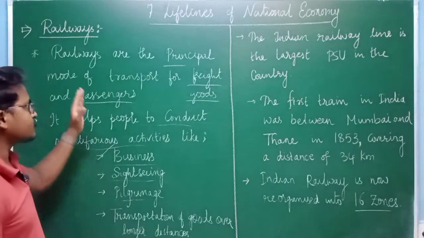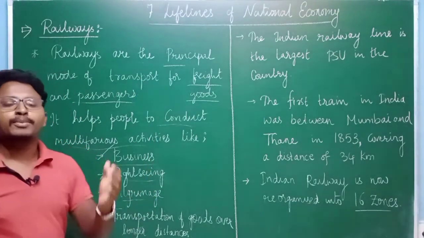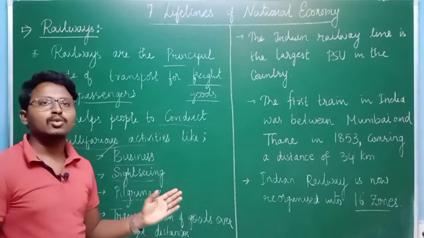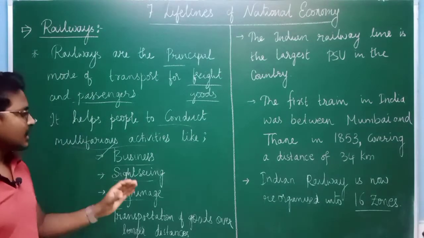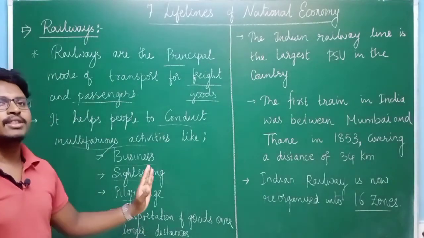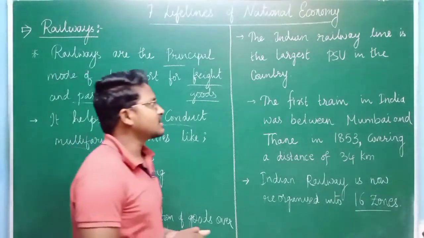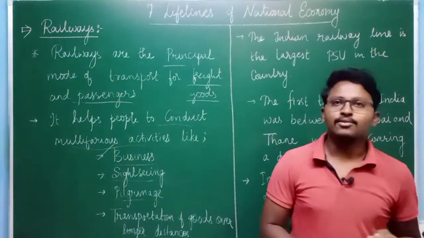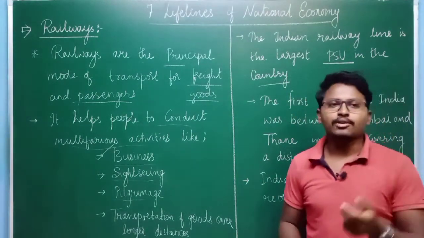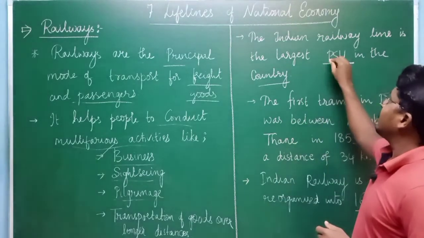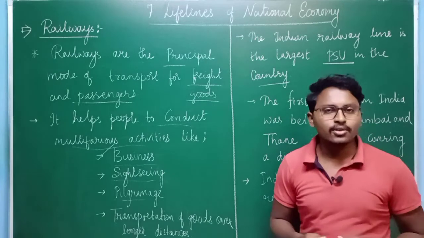For example, if you want to transport goods between two extreme parts of the country, it would be very difficult to transport by road or airways. But instead, if we use railways, we can easily transport the goods without much time, without much cost. Then the next thing is that the Indian Railway is one of the largest PSUs in the country. What do we mean by PSU? It is a public sector undertaking, which is controlled by the government.